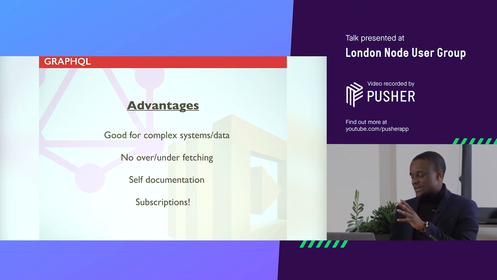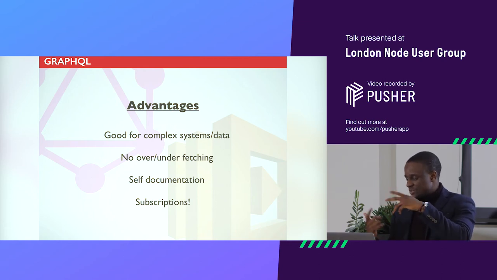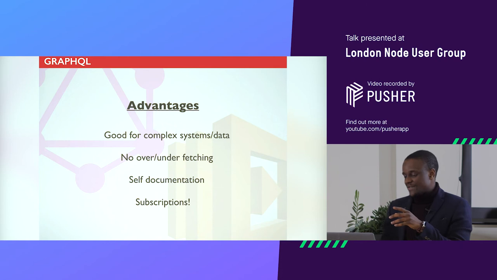And then one advantage is subscriptions. A nice little feature of GraphQL is that subscriptions are real-time updates. So you can maybe have a chat app where, by using GraphQL subscriptions, you can have real-time communication between two different clients. So there are many advantages to it.